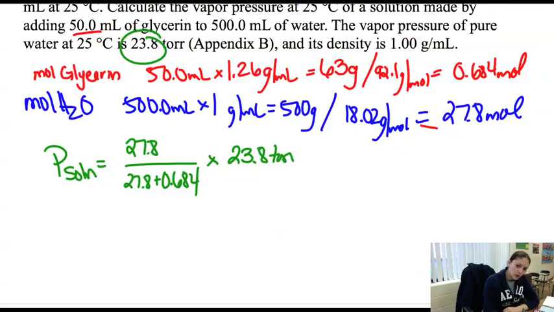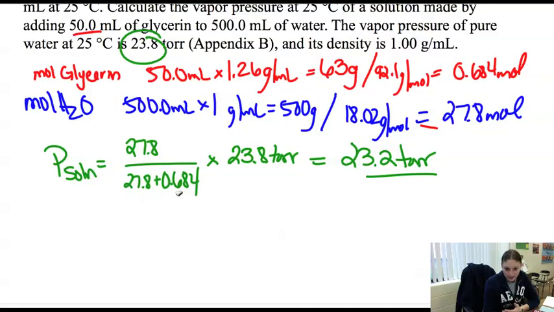Times the pure pressure here, which is 23.8 torr. We divide these two, we multiply, and we should get 23.2 torr, which makes sense because you have mostly solvent particles here. 27.8, and we're going to add to that 0.6. You're not adding a whole lot. So my vapor pressure is going to lower, but not very much. Really, it's like 97% still the original water.